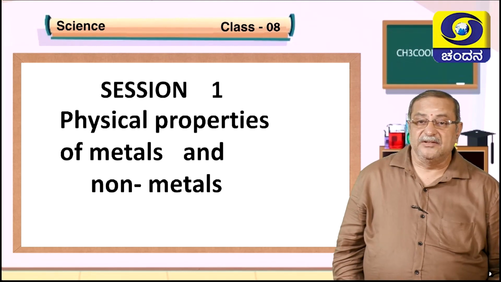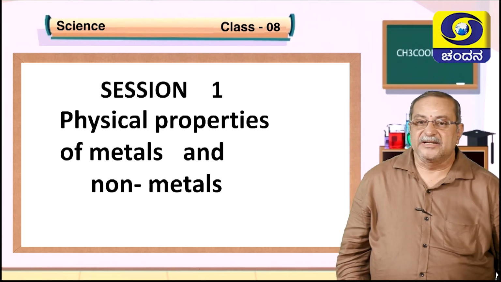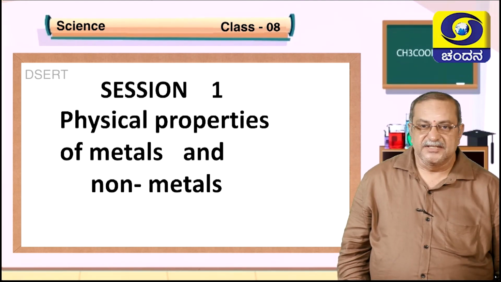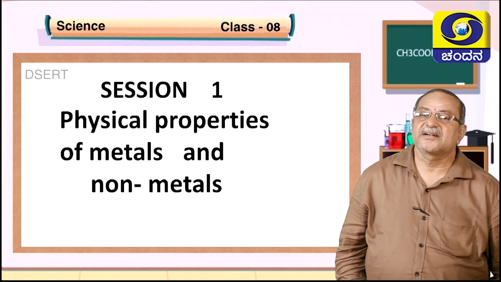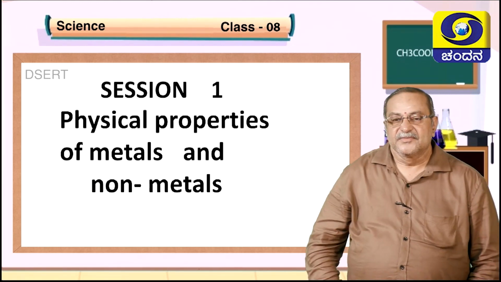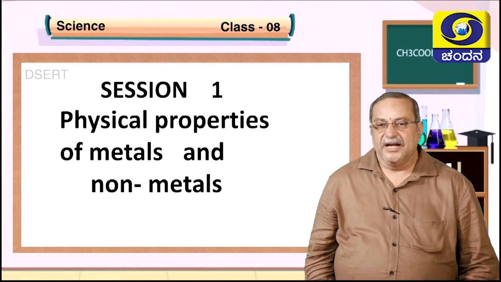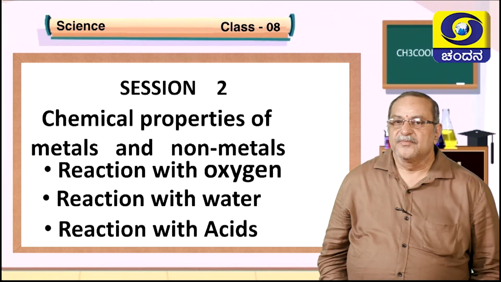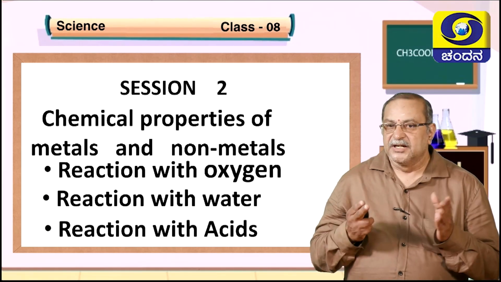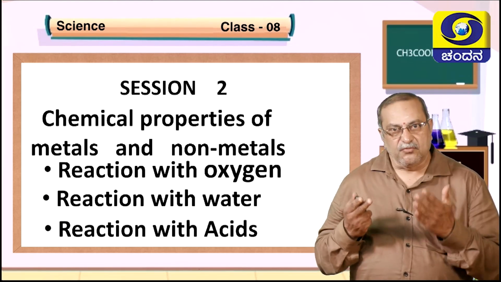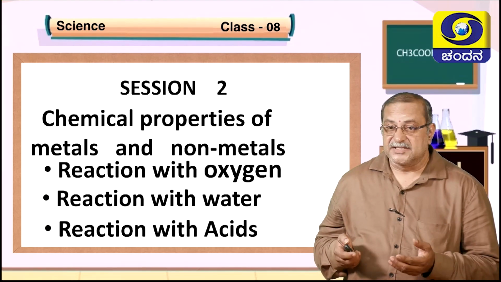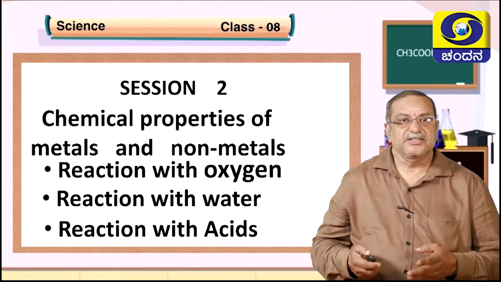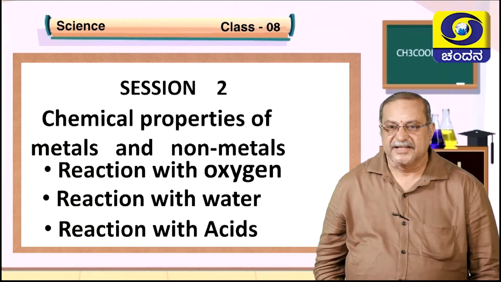Children, in session 1, we have learned about physical properties of metals and non-metals. I think you remember that. Metals are sonorous, lustrous, malleable, ductile, isn't it? So non-metals are opposite to this, and a few exceptions also we have learnt about. In the next session, chemical properties of metals and non-metals, reaction with oxygen, reaction with water, and reaction with the acids. That also we have learned. And what products we are going to get and how to check the products, that also we have learned in the second session.